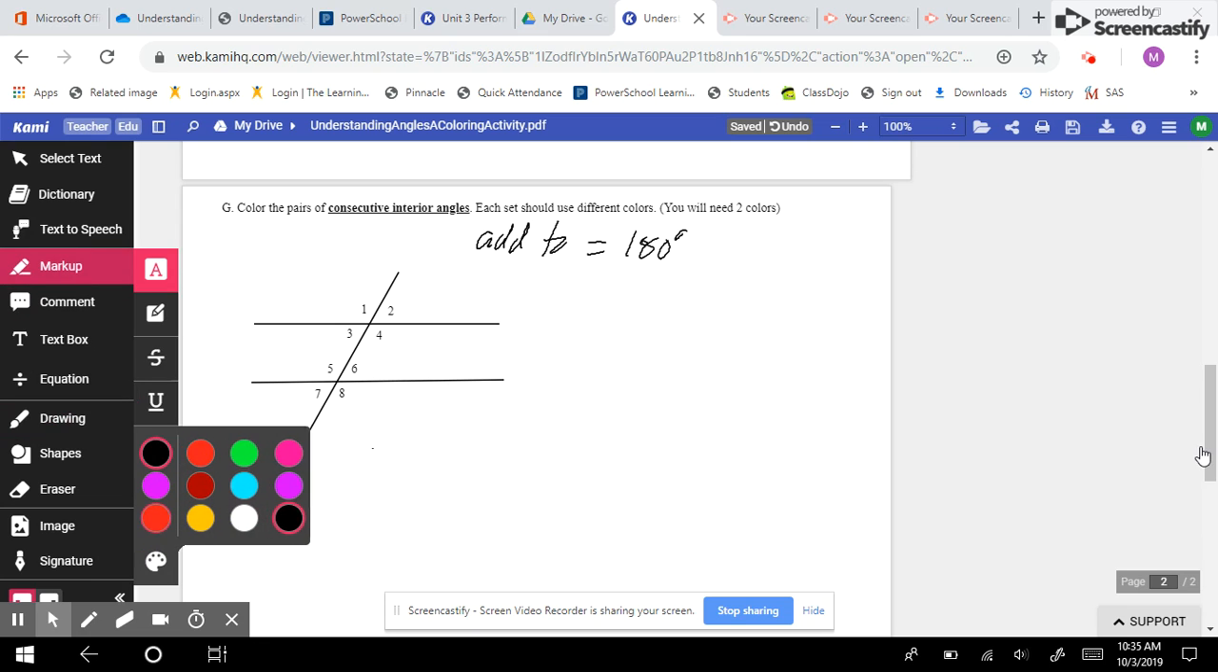So the first one I'm going to see is angle 3. So the angle that is inside the parallel lines with it and on the same side of the transversal would be angle 5. The second one I see is angle 4 and angle 6. Again, if I add those together, they're going to equal 180 degrees.